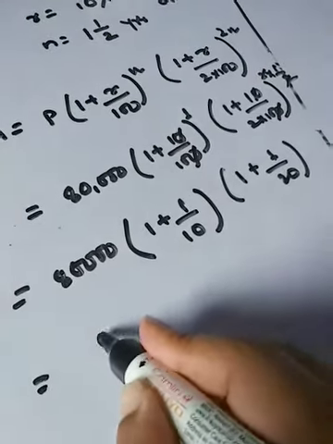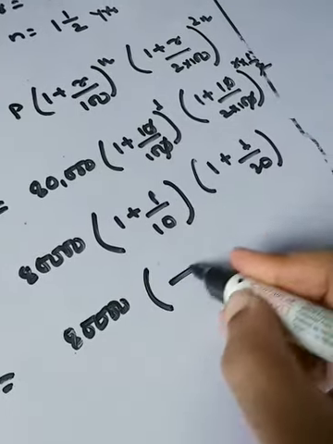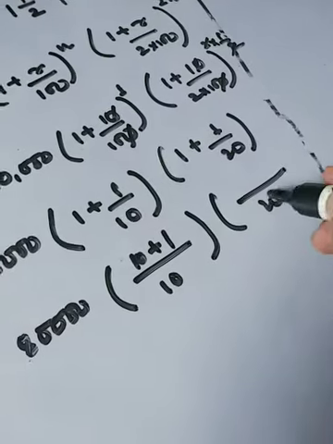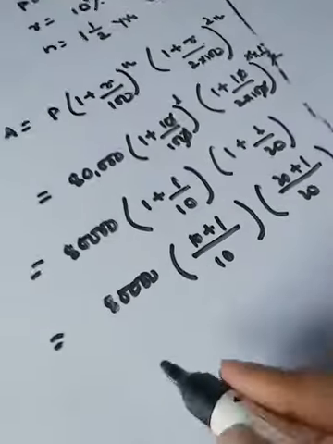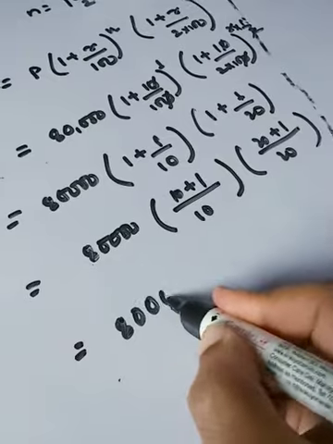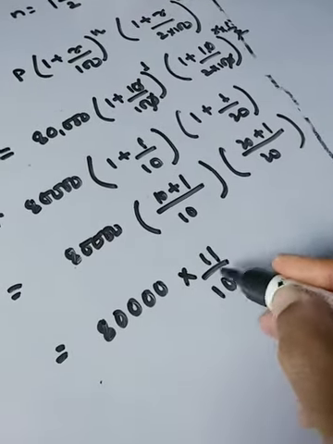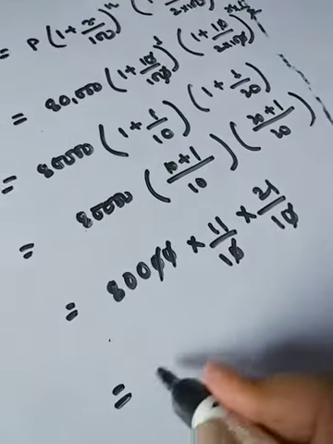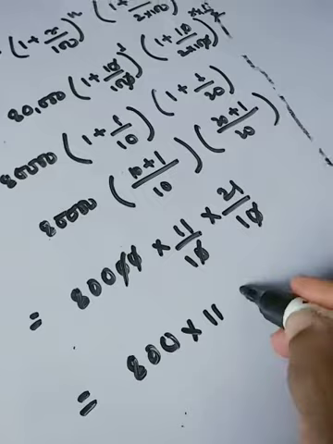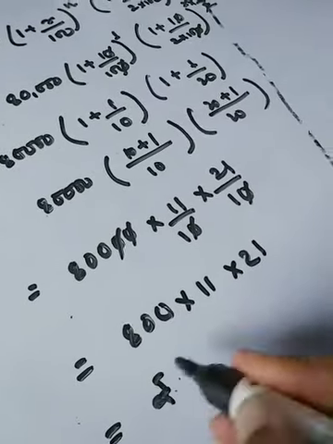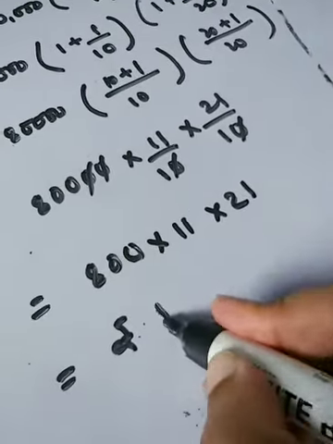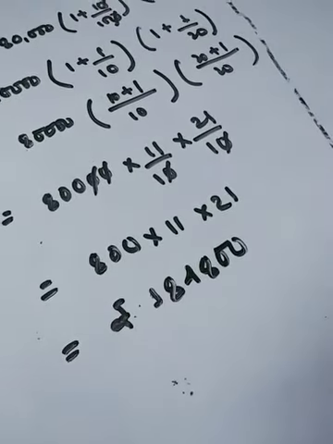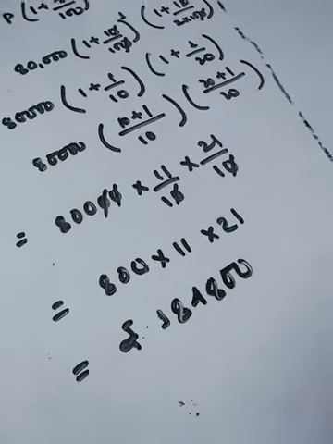Now we'll solve the bracket. 80,000, 10 plus 1 is 11 upon 10, 20 plus 1 is 21 upon 20. So we'll just reduce the zeros, so 800 into 11 into 21. So what will be the amount? The answer is 184800. So this is the amount.